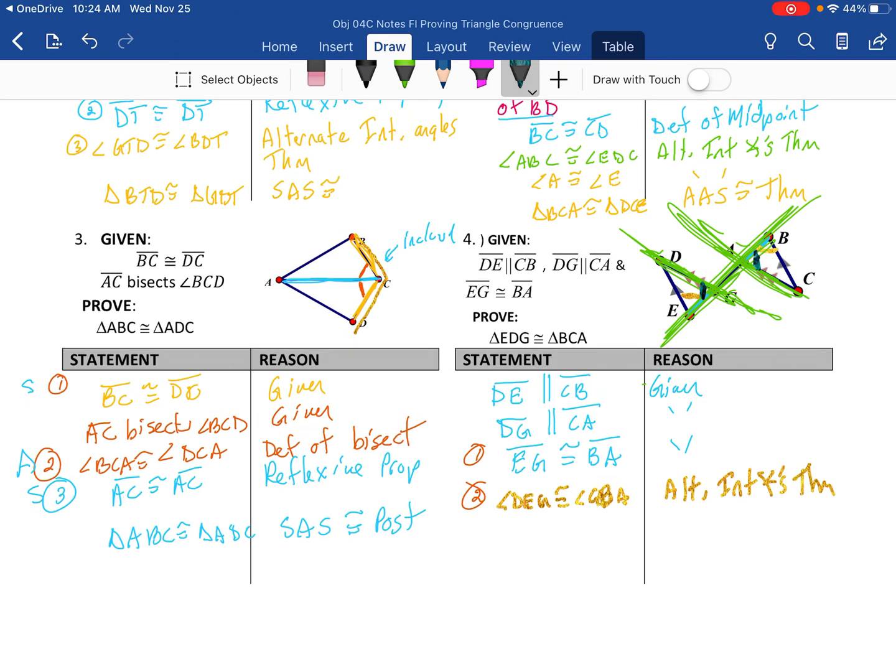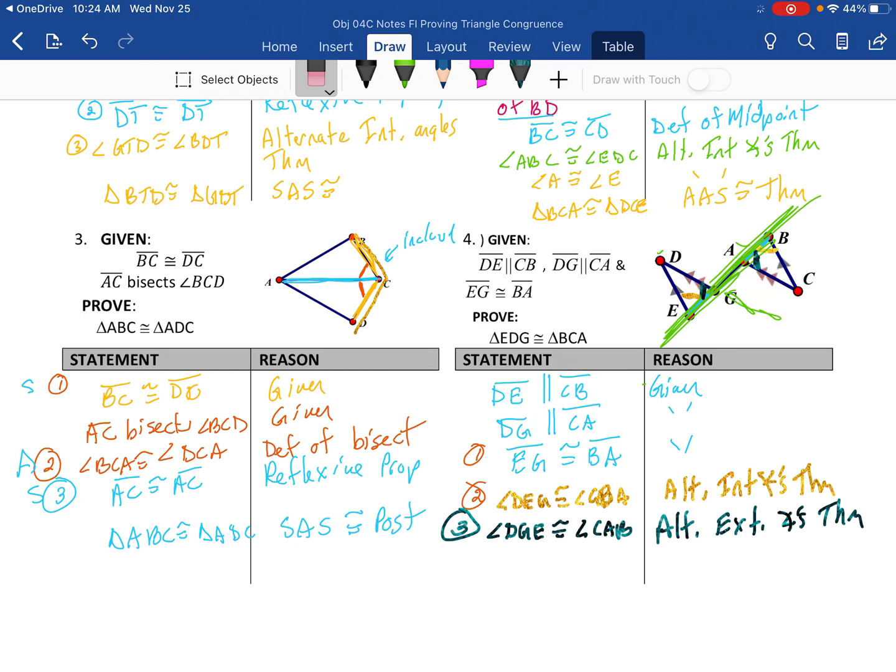And so I also know that angle DGE must be congruent to angle CAB. Instead of the alternate interior angles theorem, this is going to be the alternate exterior angles theorem. So that's going to be my third thing. So I'm going to erase this, there, there, and there. Okay, now I have three things.